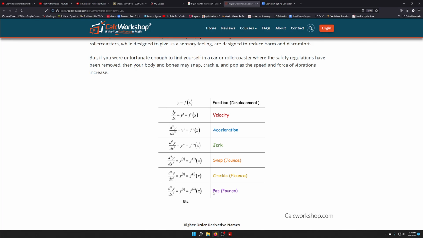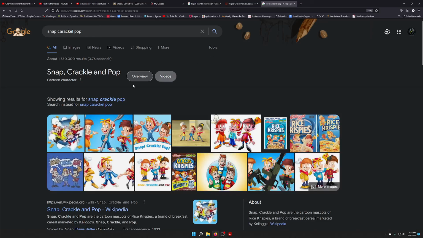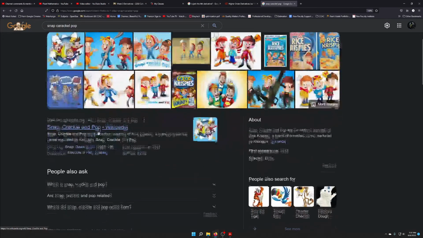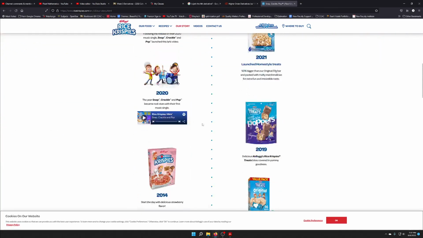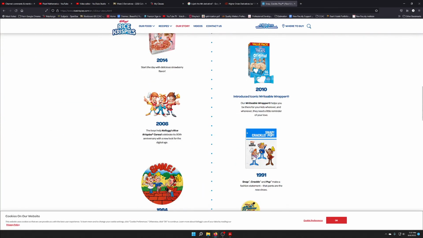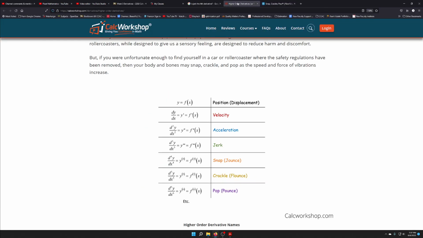If you are not familiar with that, snap, crackle, and pop is legit the slogan for Rice Krispies cereal, which I just find absolutely hilarious. Like, I had no idea that snap, crackle, and pop, the cereal, is legit the names of the higher order derivatives of displacement, which is just absolutely hilarious.